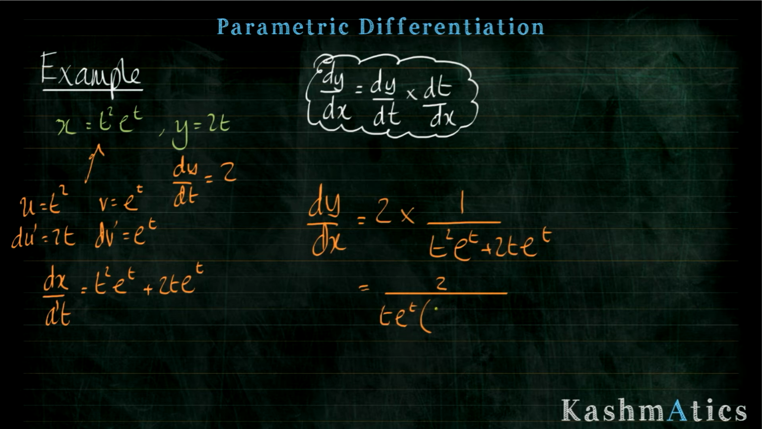And what am I missing here? I'm missing a t in the first term, and I'm missing a 2 in the second term. And that's that one done.